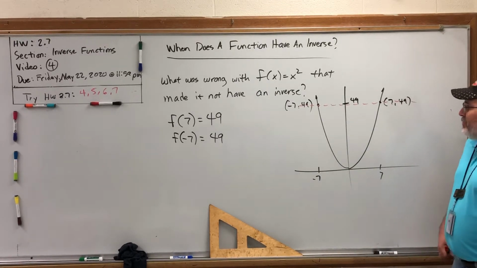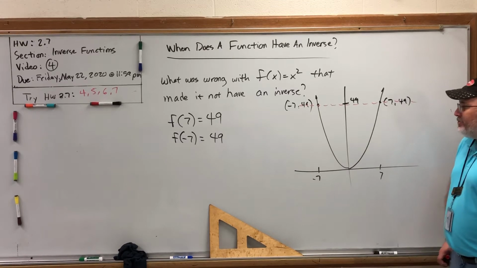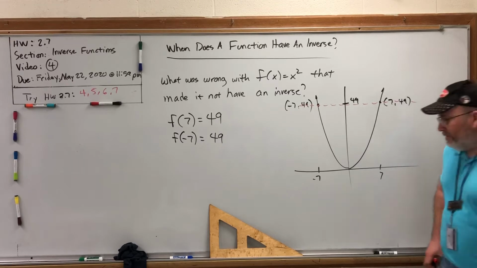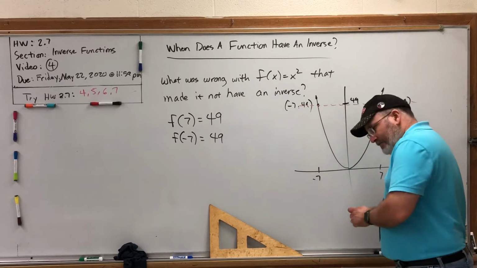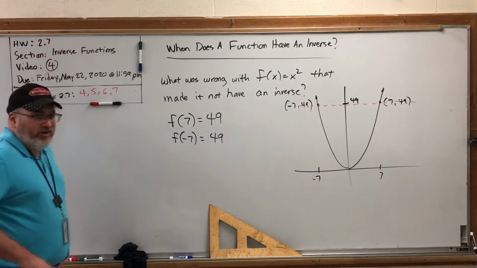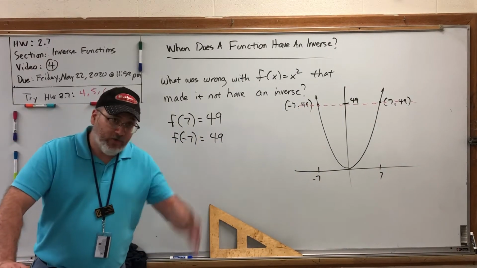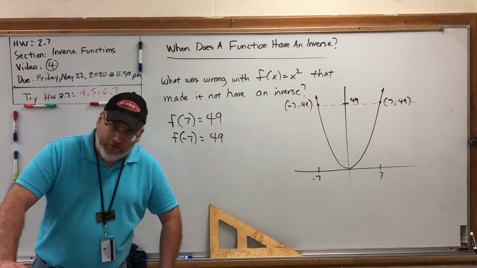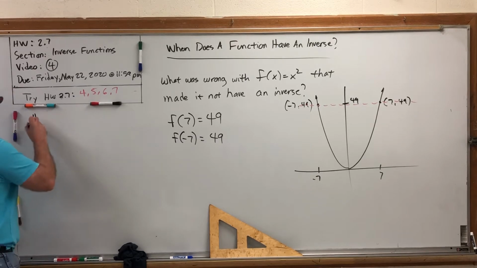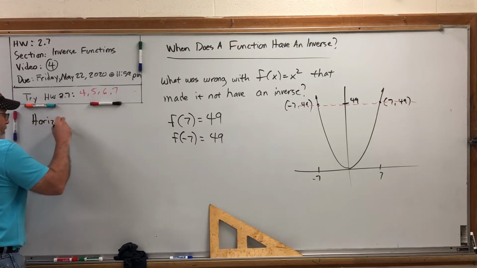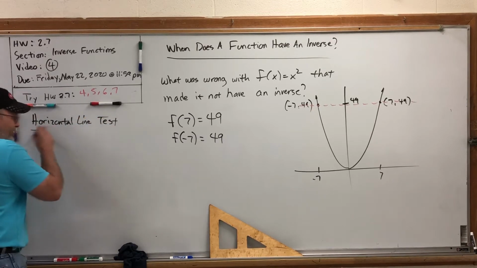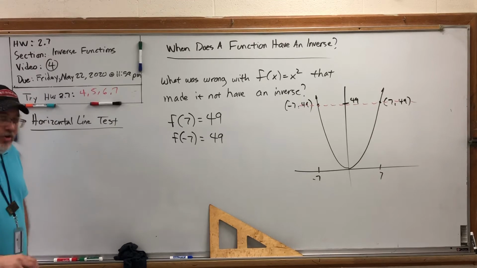If you can cross it with a horizontal line and intersect the graph more than once, then the function does not have an inverse. This sounds a lot like something we saw earlier. Do you remember the vertical line test, which answered the question, are you a function? If a vertical line hits it more than once, you're not a function. This is, appropriately enough, the horizontal line test. And the horizontal line test answers the question, are you invertible?